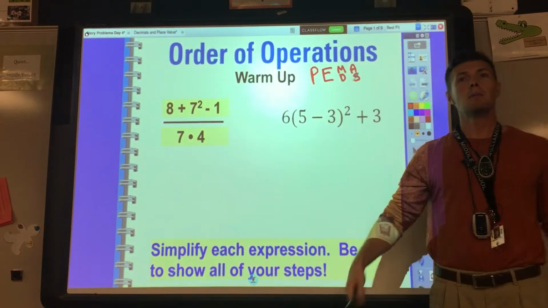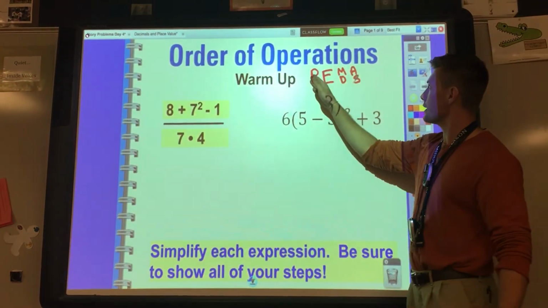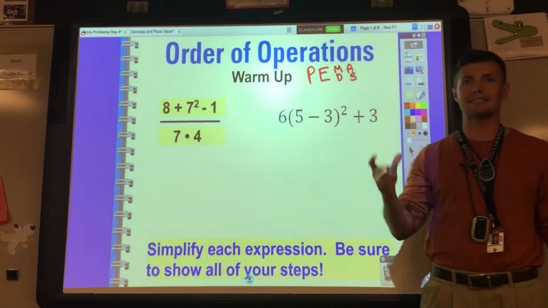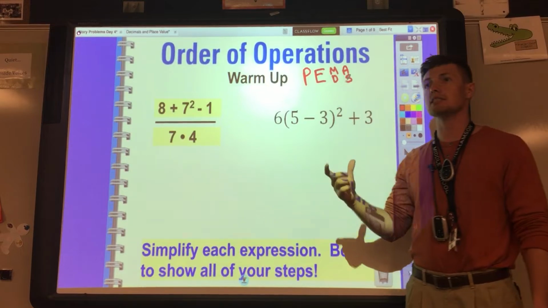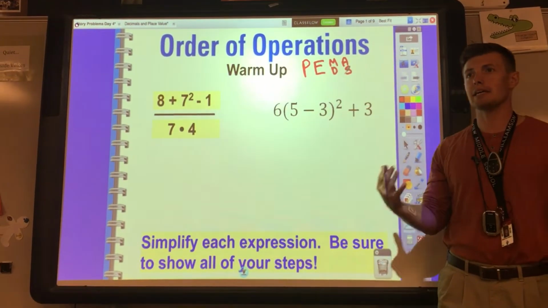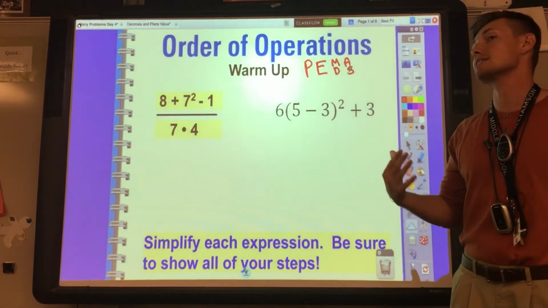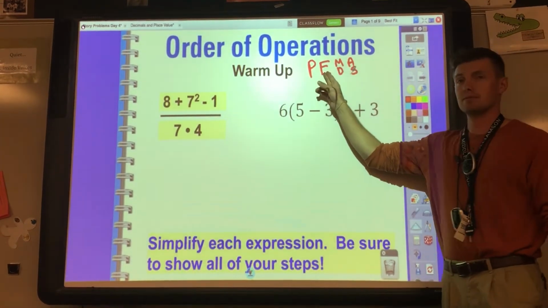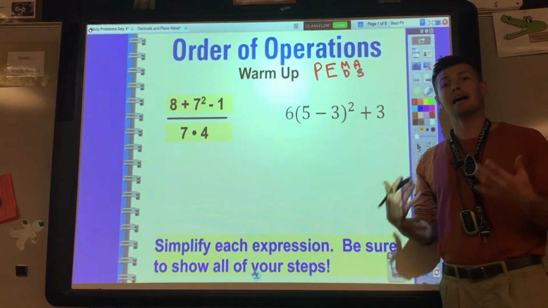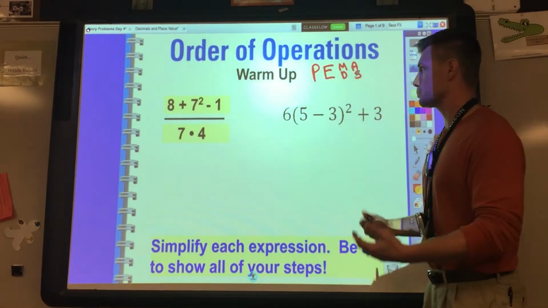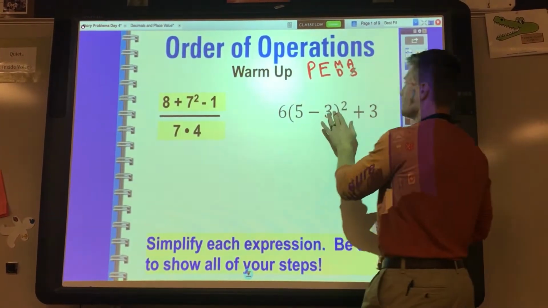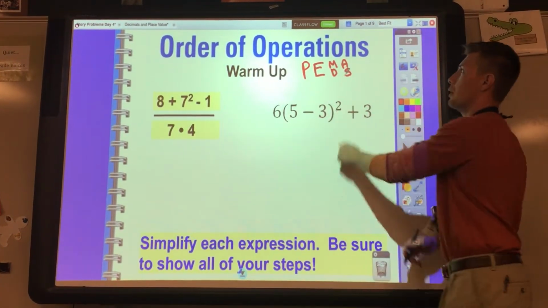Levi? Parentheses. And why do I write P first? It's always looking for parentheses. Parentheses can also be called brackets. Please be careful. Parentheses and brackets are the same thing. E. What would the E represent? Savannah? Exponents. Exponents are these where we have 7 to a power. Some number to a power.